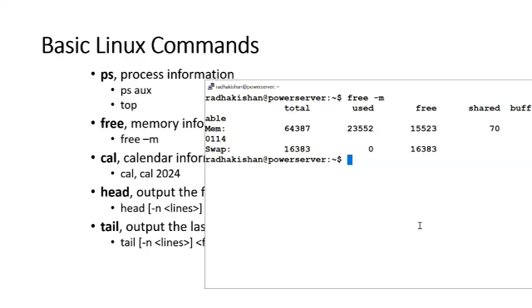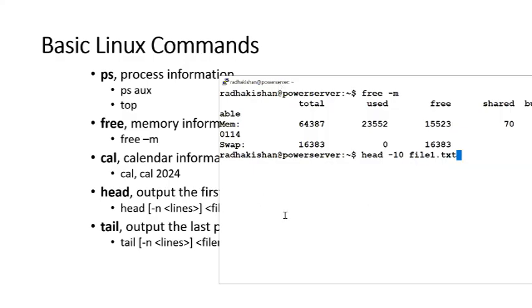Cal is for calendar, and head and tail are useful. If we want to see only the first 5 lines of the file content, then we type head -5. If we want to see 10 lines of that file, then we put head -10 and then the file name, file1.txt or anything. This is very useful when processes are running and we want to see the output. Generally head and tail are the same thing, but tail is for the last lines and head is for the first lines.